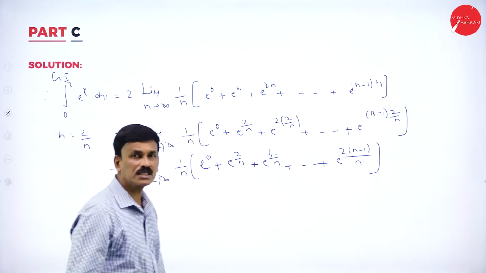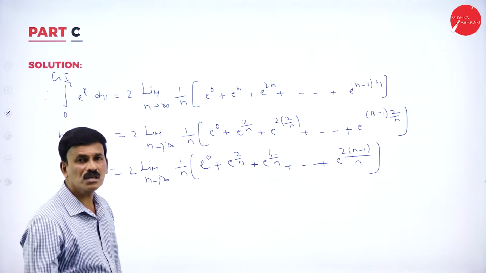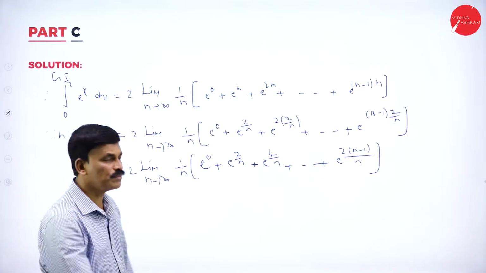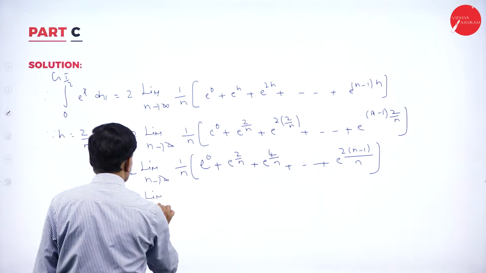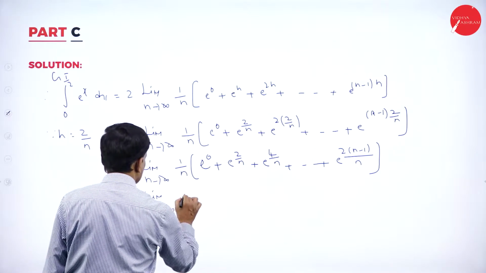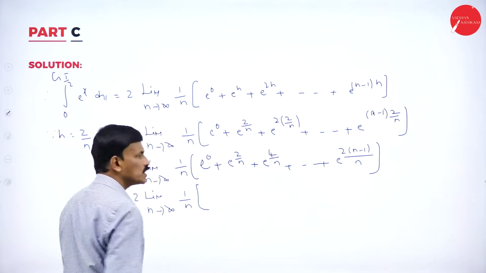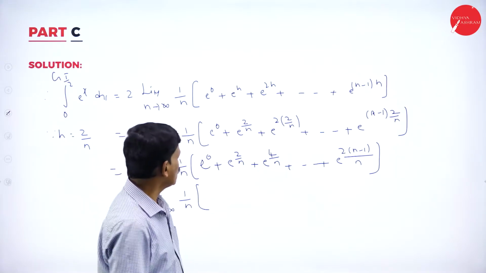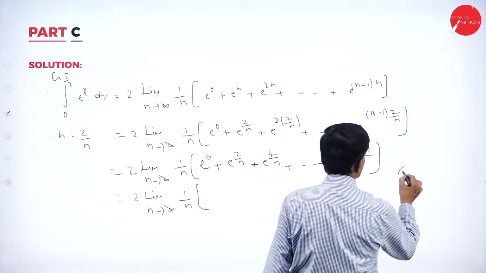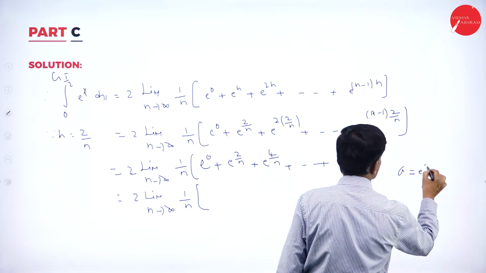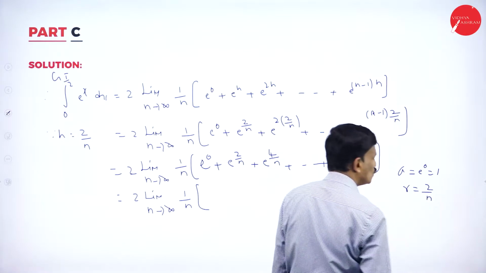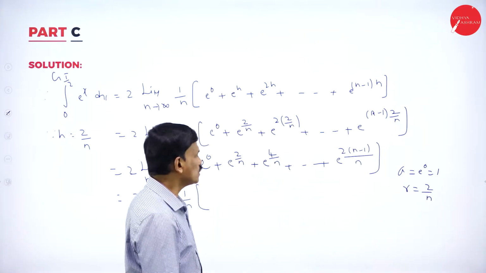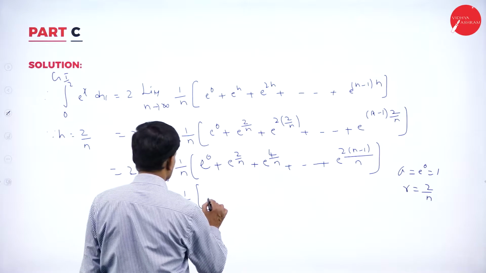Now, you know the nth term of a GP. Using the formula for the nth term of a GP, this can be evaluated. So, this is equal to 2 times limit n tends to infinity of 1 over n. Using the nth term of a GP, here what is A? A is the first term, e to the power of 0, that is equal to 1, and the common ratio r is equal to 2 by n.